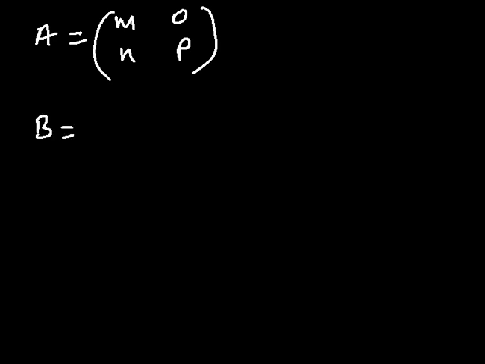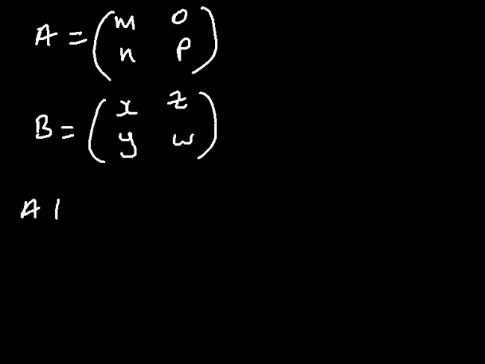Let's say we have a matrix A that is given as M over N. Actually, it should be M down N, or down P in this case. And let's say we have another matrix B that is given as X, Y, Z, W. Now these matrices are of the same order, hence they can be added or subtracted.